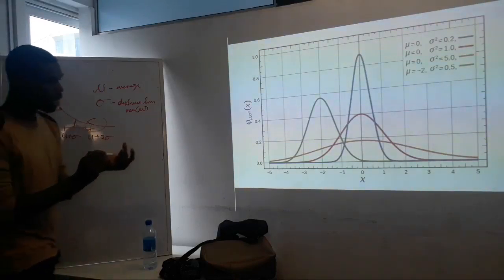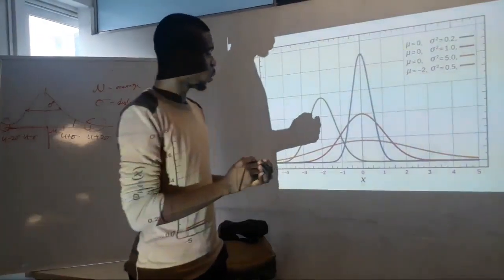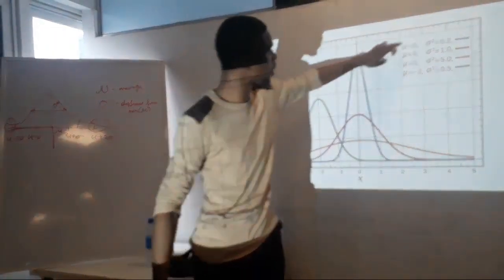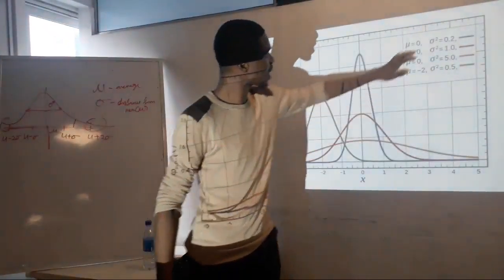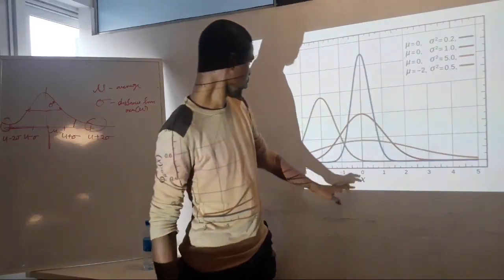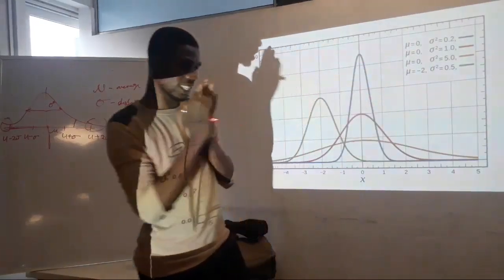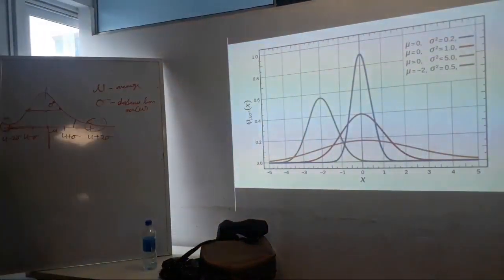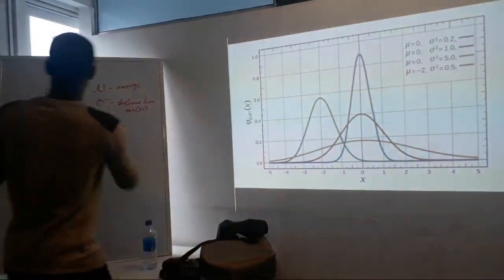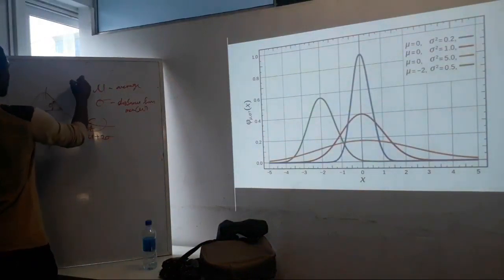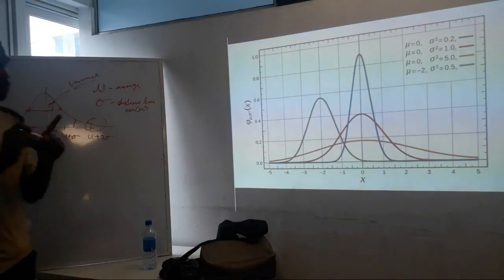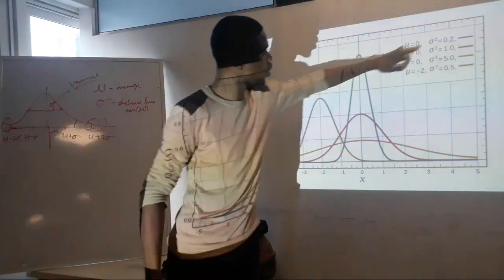So let's say you have a mean of 0. For this blue one, it has a mean of 0 and a variance of 0.2. That means it varies a little bit from the mean. This distance is the variance. So it varies a little bit from the mean. That's why it's like this, 0.2.